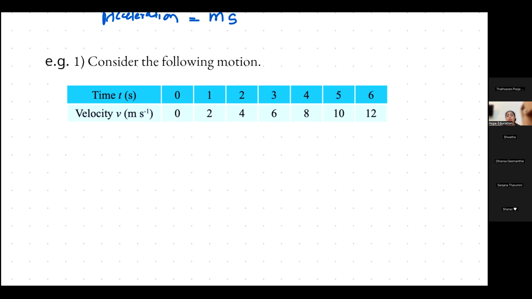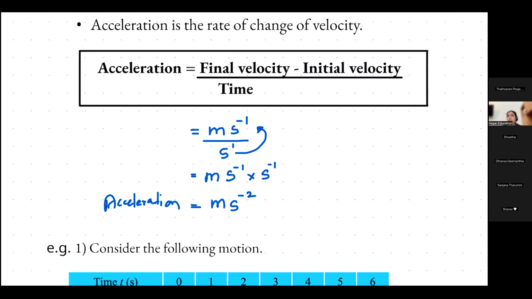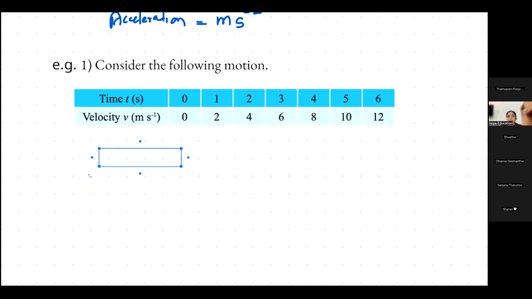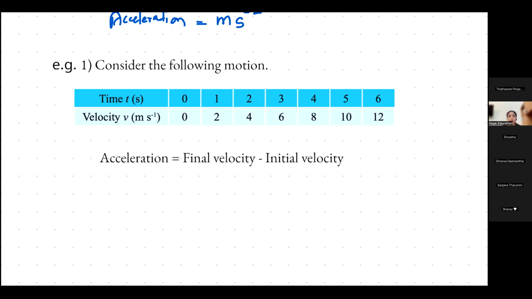Then here we can find the acceleration. Okay, let's find the acceleration. Now we already know the equation for acceleration, isn't it? Acceleration is final velocity minus initial velocity divided by time. So let's find acceleration equals final velocity minus initial velocity divided by time.